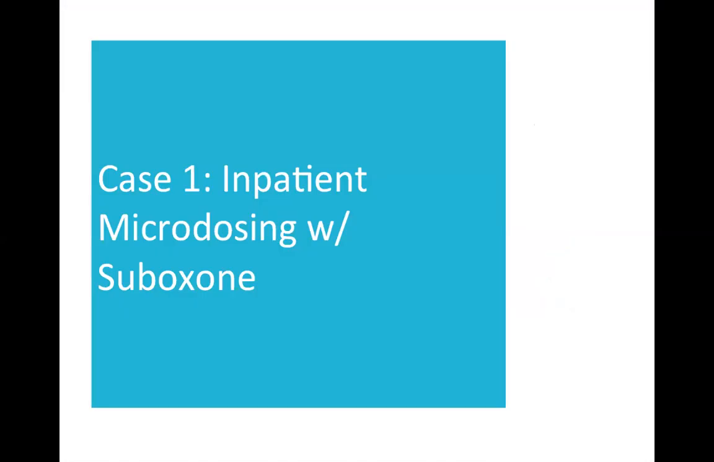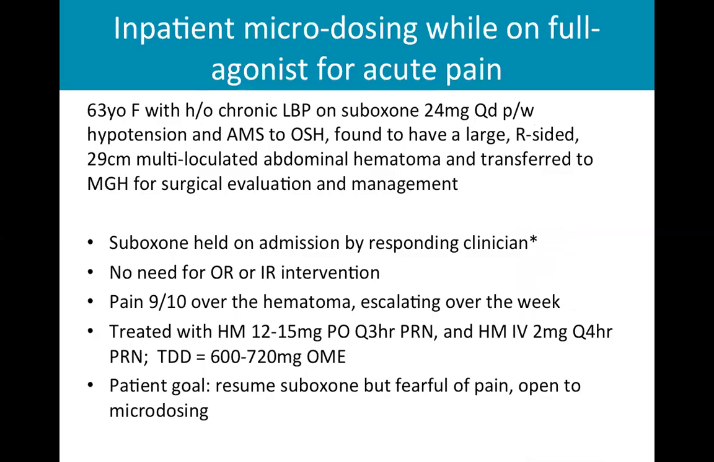All right, so one other example of a Suboxone microdosing regimen. This patient is 63. She has a history of chronic low back pain for which she was on Suboxone 24 milligrams daily, and actually presented to an outside hospital with hypotension, altered mental status, found to have this large right-sided abdominal hematoma, transferred to MGH under our care for surgical evaluation and management.